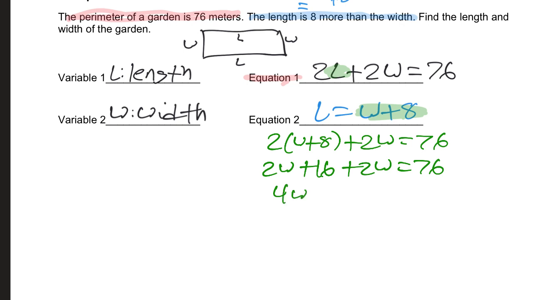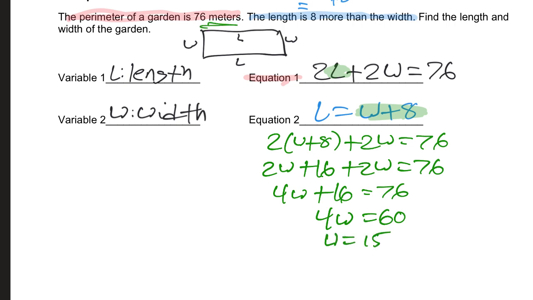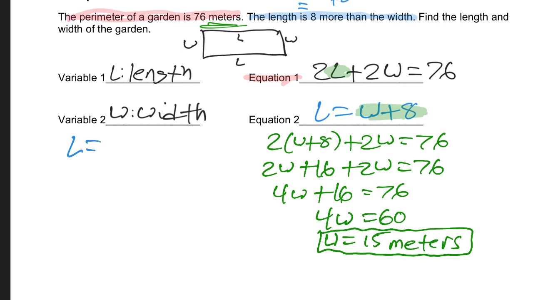That gives me 4W plus 16 equals 76. And that gives me 4W equals 60. So that means W equals 15. Now, it talks about meters up here. So this is going to be meters. So the width is 15 meters. Now we need to find the length. It just so happens, equation number 2, we're going to take the L and plug in the 15 for the width. So 15 plus 8 means our length is equal to 23 meters.